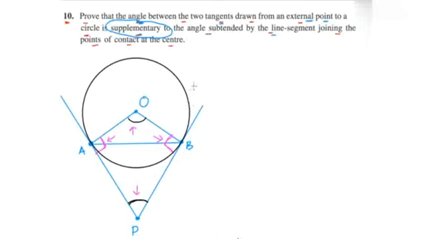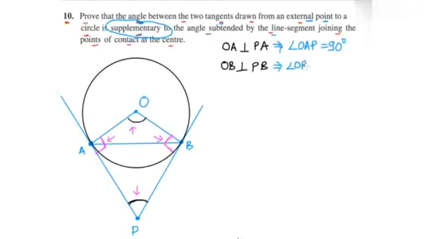Now let's quickly write out the solution step by step. So let's start by observing that because AP is a tangent at A, OA will be perpendicular to PA, and similarly OB will be perpendicular to PB, correct? So this means that angle OAP is equal to 90 degrees, and OB perpendicular to PB means that angle OBP is equal to 90 degrees.